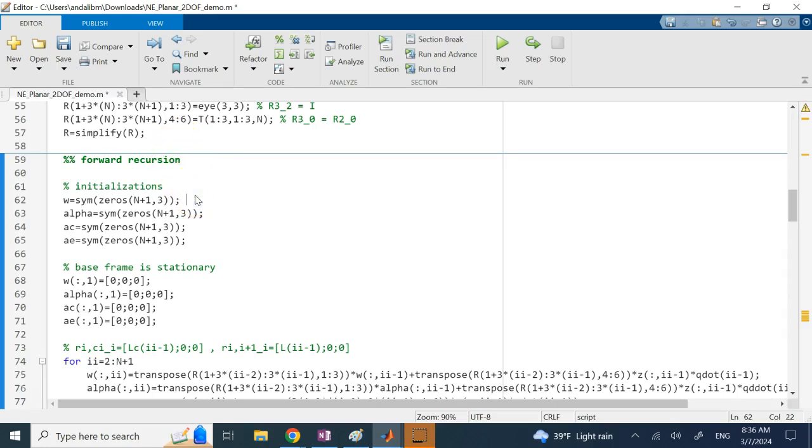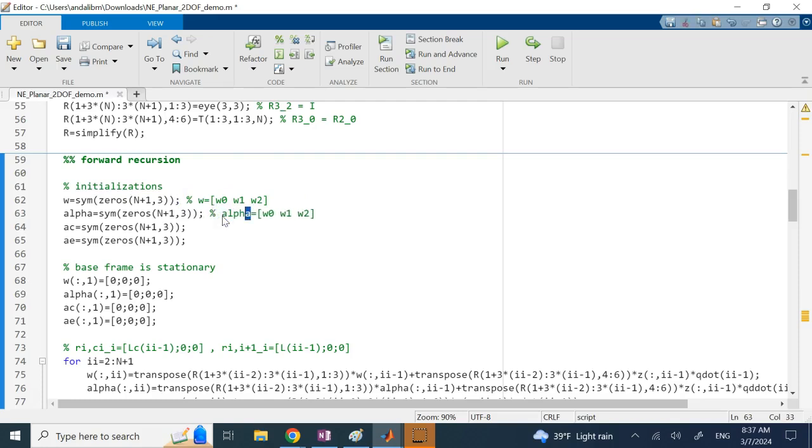Okay, and the structure of this W is what? If you look at it, it's zeros of n plus 1 and 3. So n is 2, so it's going to be 3 by 3. What you will put in it is W0, then W1 and W2, or omega 0, omega 1, omega 2. They will be stored in the columns of this omega.